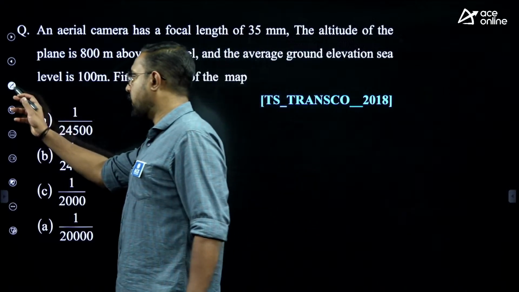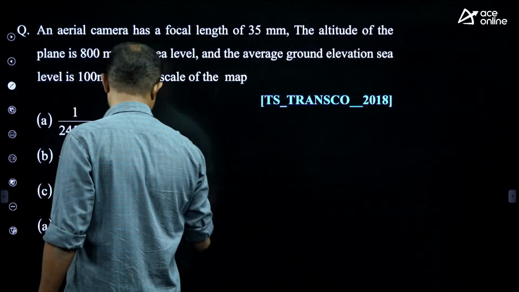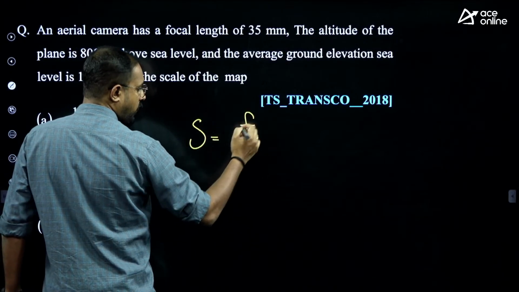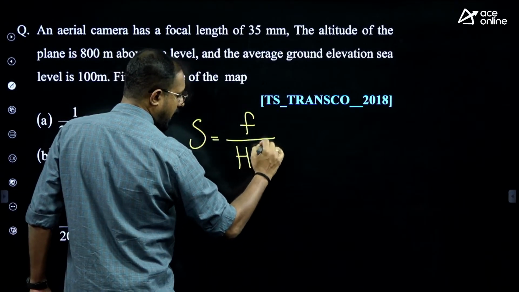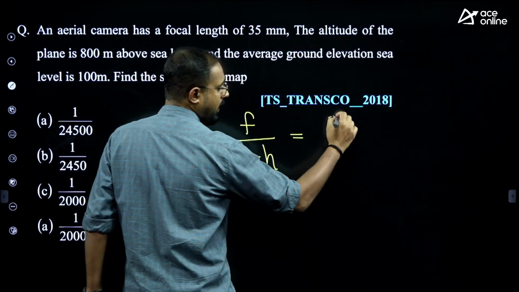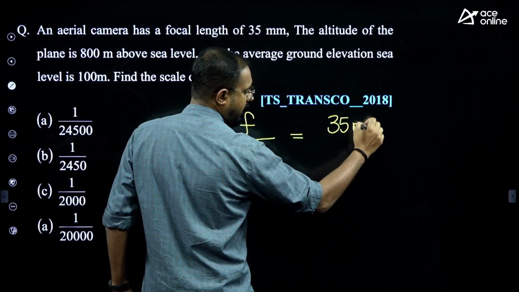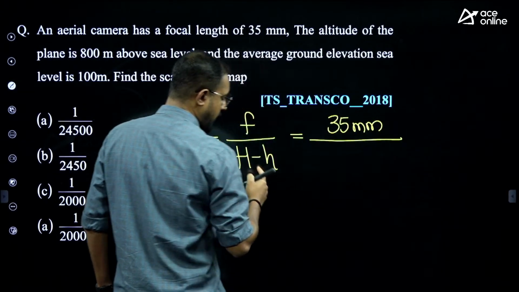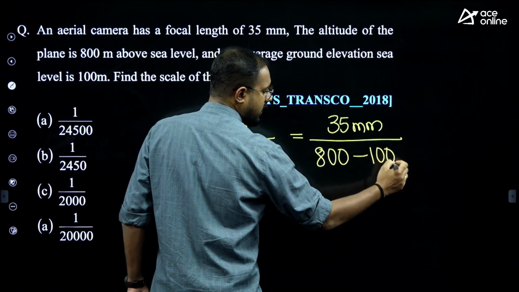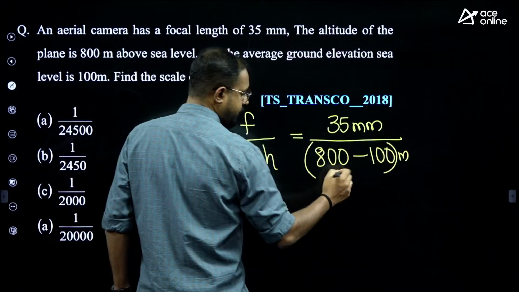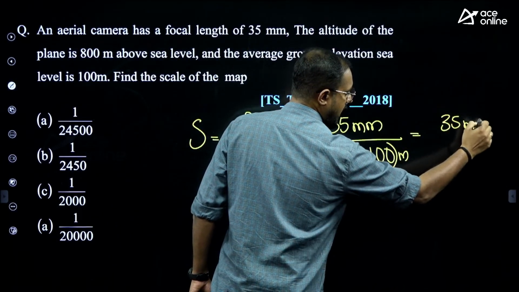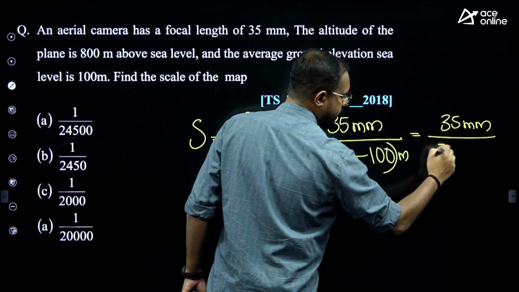So here there is one fundamental equation that you should know. It goes something like this. The scale of the photograph is calculated as focal length of the camera divided by flying height minus ground elevation. So what is the focal length of the camera given? It is 35 mm divided by what is the flying height given to you? 800 meters minus ground elevation, which is 100 meters. So if you solve this, you will get 35 mm divided by what?